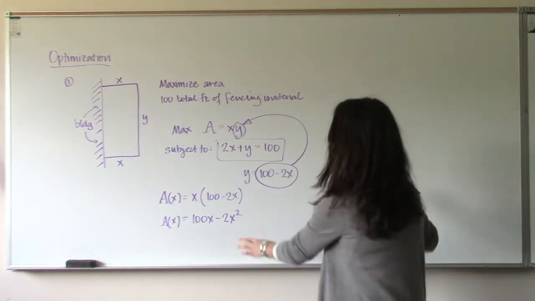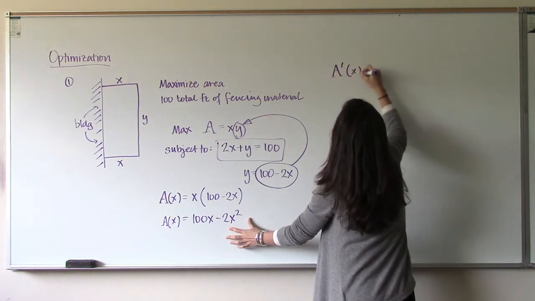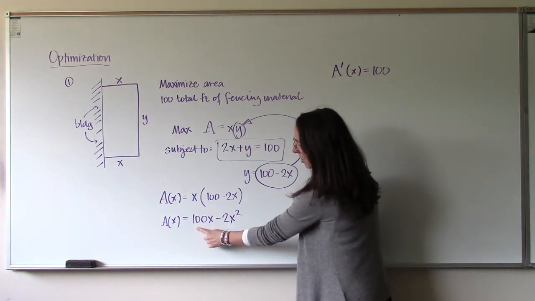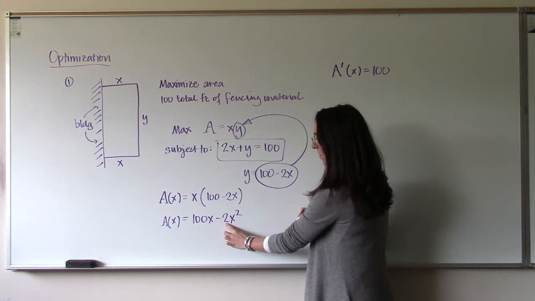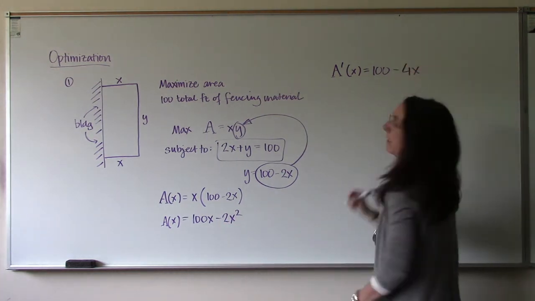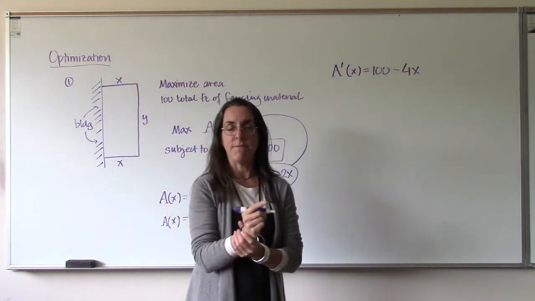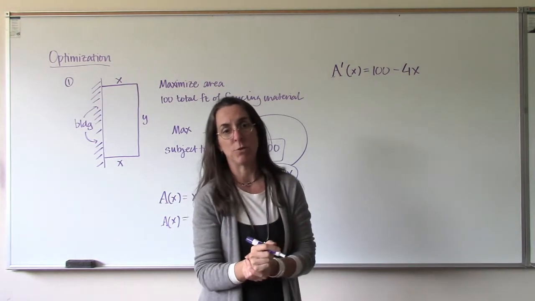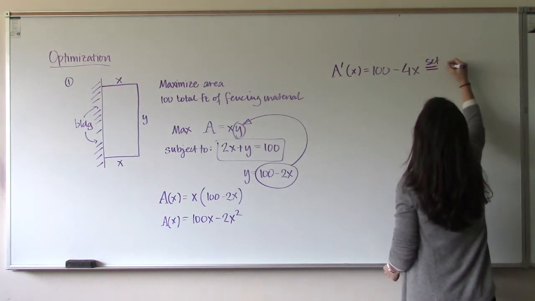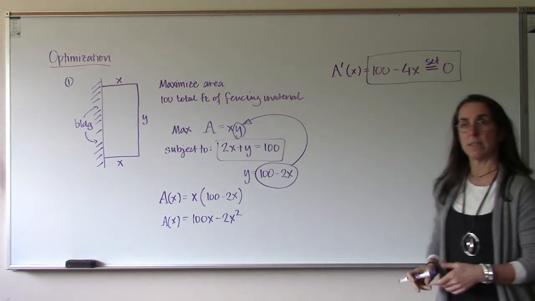Okay, so differentiating this. The derivative of 100 times x is just 100, and then if I pull this 2 down here, I get minus 4x, right? So there's the derivative, and I want to know when, where, if it's ever equal to 0. So I'm going to set it equal to 0 and solve the equation that I get.